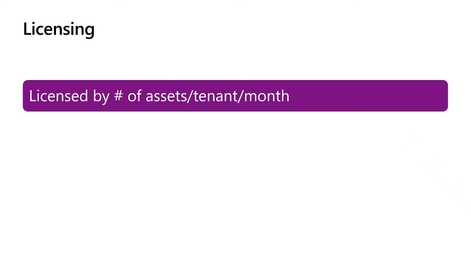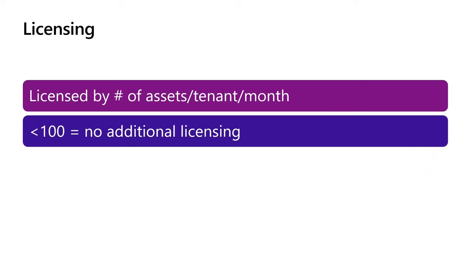So I want to review licensing, since sometimes under certain conditions, you will need additional licenses to use asset management in Dynamics. The licensing is determined based on the number of assets that you have in your tenant in a given month. If you have fewer than 100 assets in your tenant, you don't need any additional licensing. Your regular supply chain management licenses are sufficient if you have up to 100 assets.